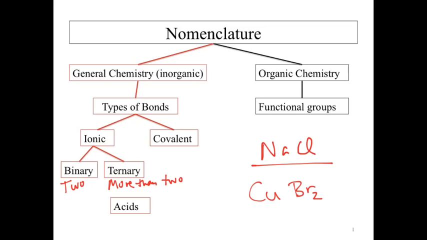The last category that we'll talk about are acids, which is kind of a weird one. It really falls under all binary, ternary, and covalent compounds. It's really just taking a compound and dissolving it in water. If it has a very particular chemistry associated with it, we give it the acid name.